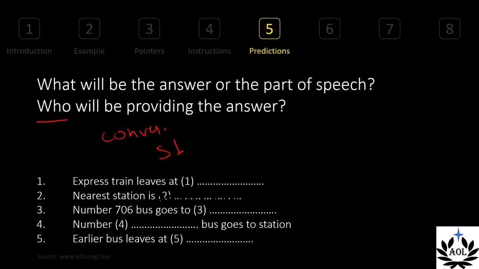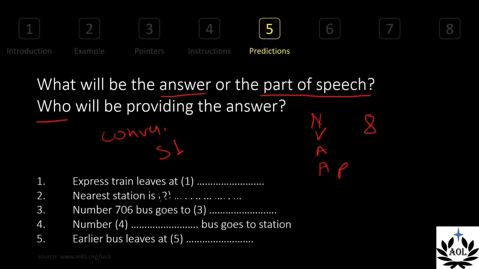Second thing, what will be the answer? Just a guess, or you can guess the part of speech. Now, what are these parts of speech? I think you know what part of speech is. If you don't know in detail, please go through the grammar video. The first video itself will help you understand the parts of speech in detail. So we have nouns, verbs, adverbs, adjectives, pronouns. You must be knowing these 8, okay? If you don't, as I said, go to the video.